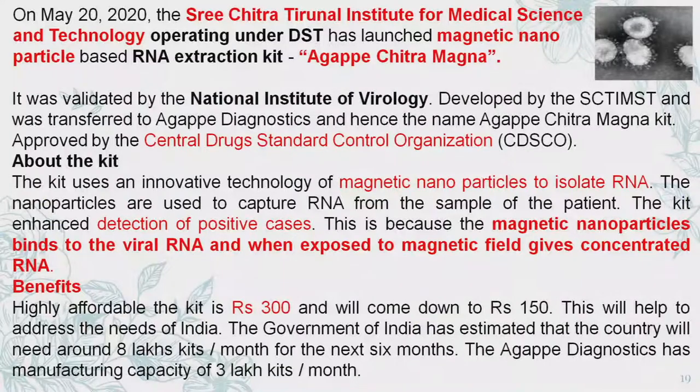And again, the rate is going to come down to 150. It helped to address the need of India. The Government of India estimated that the country will need around 80 lakh kits per month for the next 6 months. Agappe Diagnostics has a manufacturing capacity of 3 lakh kits per month.